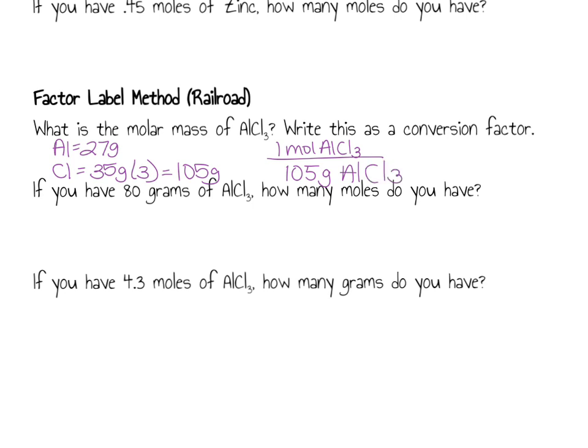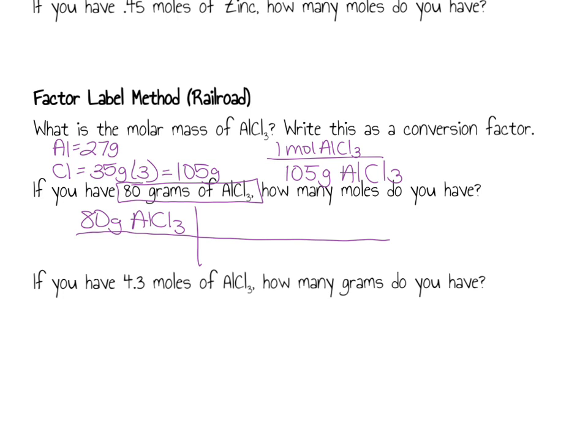Okay, when you're starting the railroad method, you're always going to start with what you're given first. So in this problem, we're going to start with 80 grams of aluminum chloride. It's important to put your units so that you know how to arrange the next step. So what we're going to do then is use our conversion factor, and what we want to do is have grams cancel out.